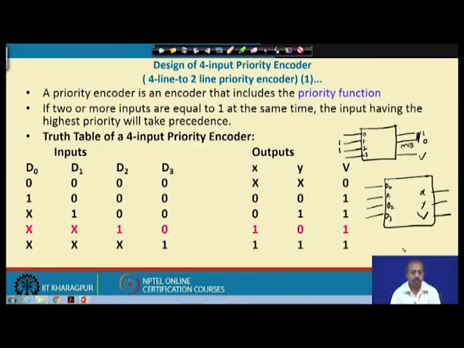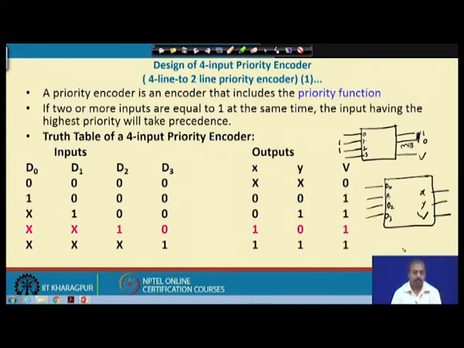Then if it is 1 0 0 0, that is only D0 is equal to 1, there is no problem. Only one of the inputs has become equal to 1. So, we can say that output should show that input 0 was 1. So x and y is 0 0, and this valid bit is equal to 1, telling that the pattern outputted is valid.